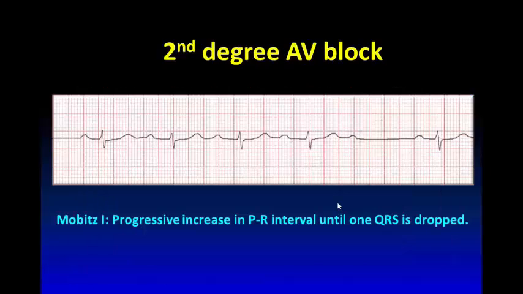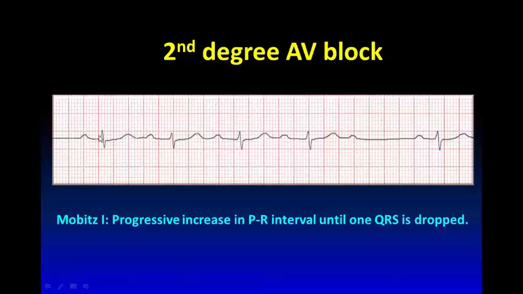The second degree AV block is further subclassified into two types. Mobitz type 1 is characterized by progressive increase in the PR interval until one QRS complex is dropped. In this ECG, we have Mobitz type 1 second degree AV block.